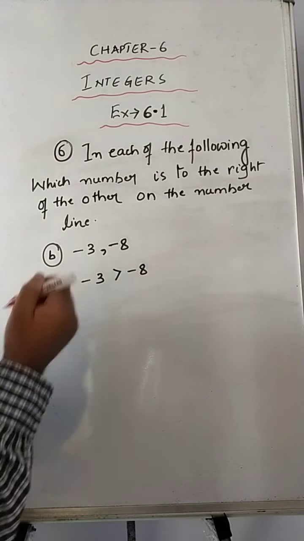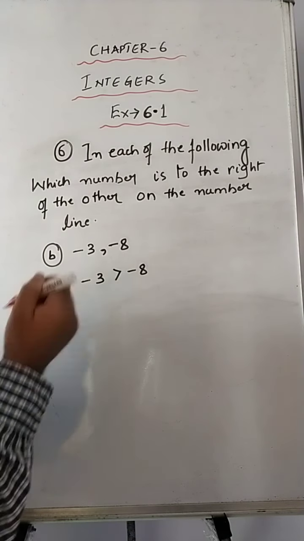Same conception, students, same conception. That is, the number which is greater than the other number will always fall on the right hand side on the number line. Always remember this. This is the logic that you have to use for every sum like this. Okay, now 0 and -1. So which is greater, 0 or -1? Obviously 0. Fine. So 0 is greater than -1.